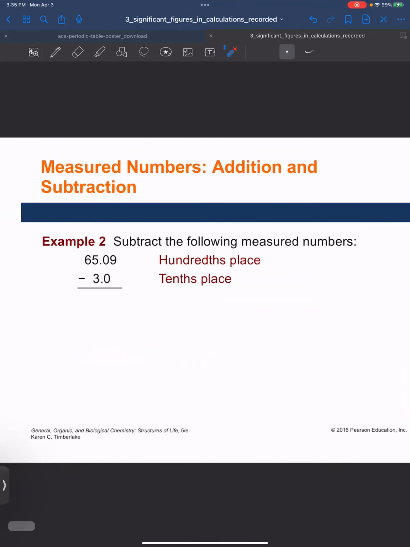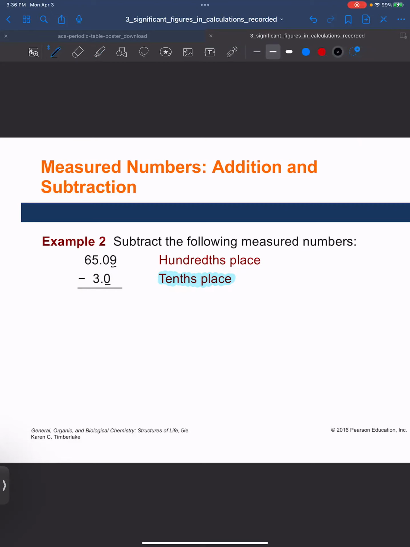All right, pause the video, try this example on your own first, and then check your work with me. All right, so the first measured value is 65.09. And we can see that it goes to the hundredths place. The second measured value is 3.0. We can see it goes to the tenths place. And so the tenths place is the fewest decimal places, and that's what we will report our final answer to.